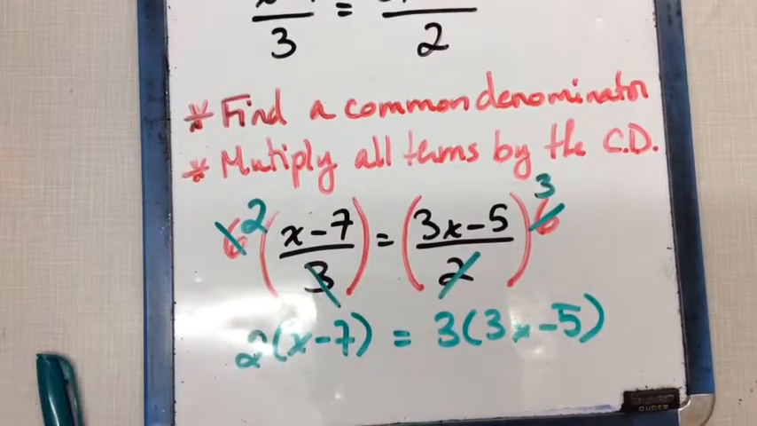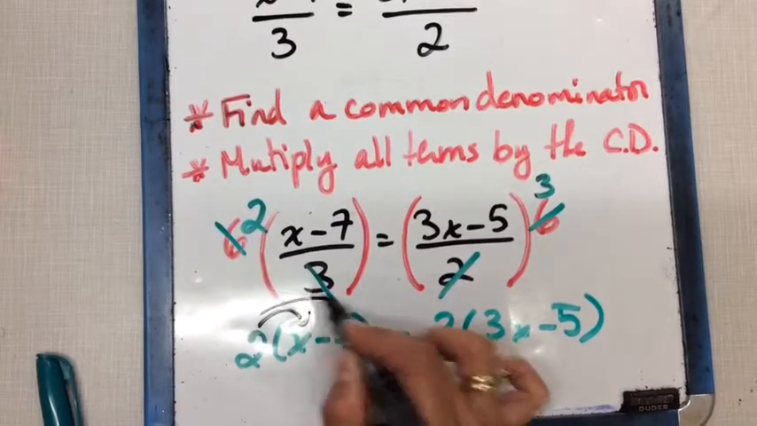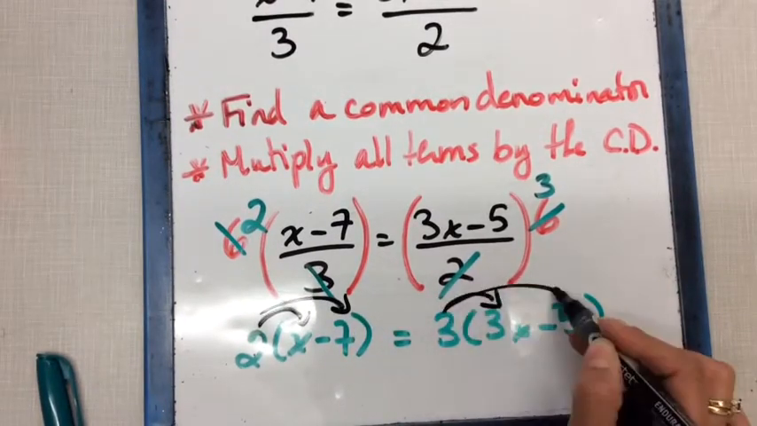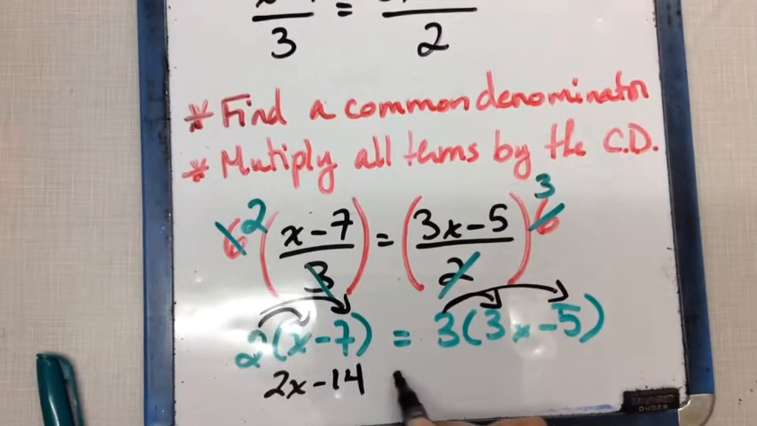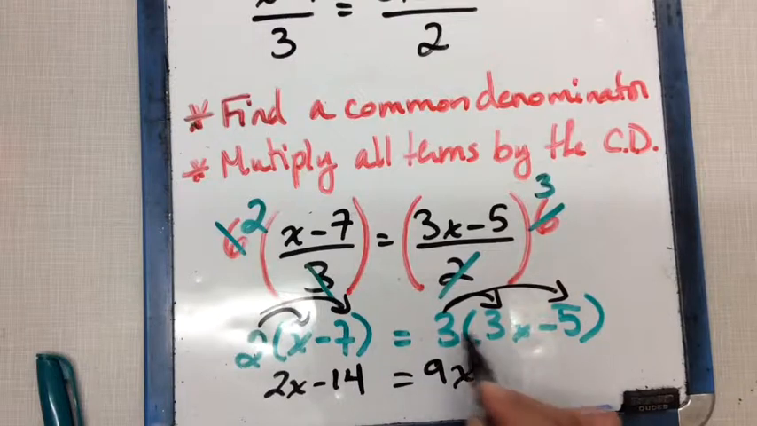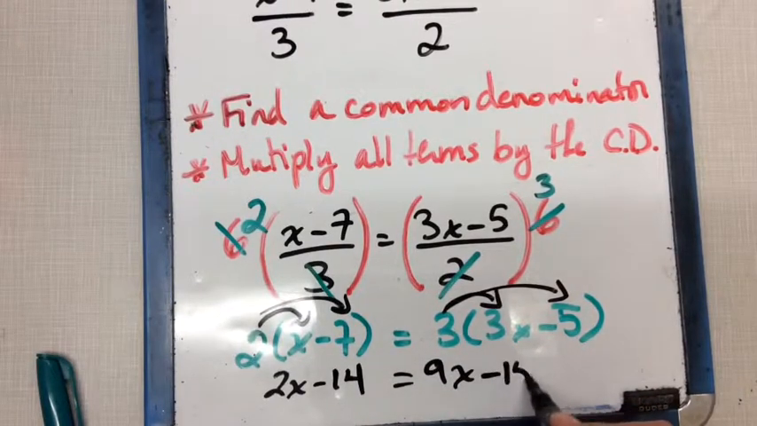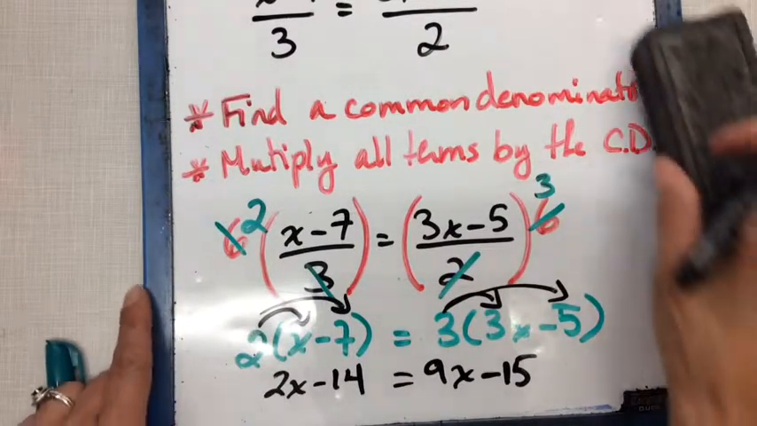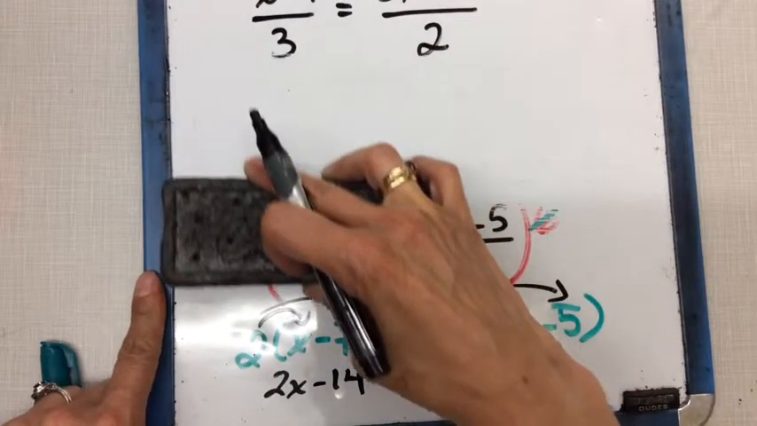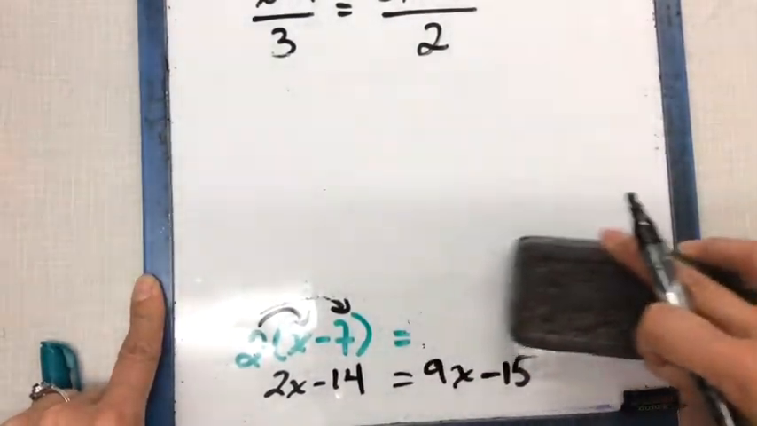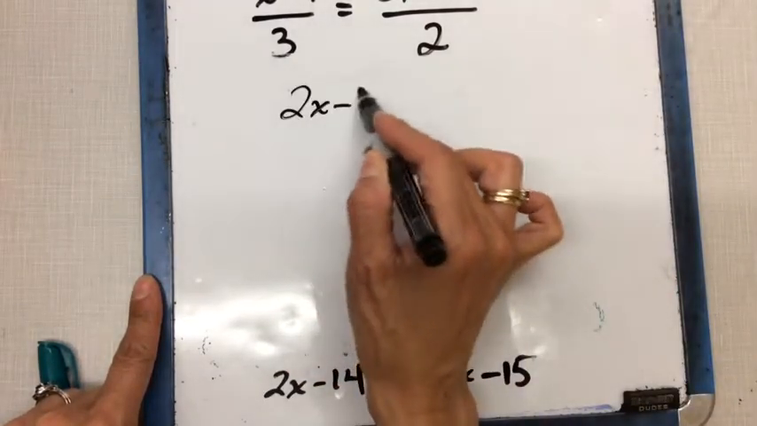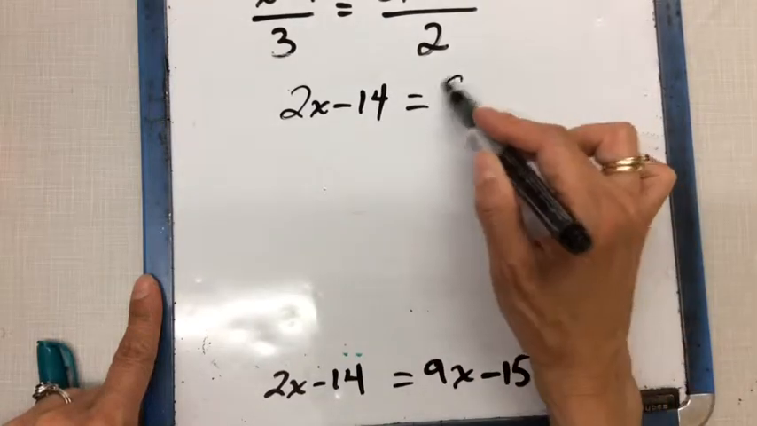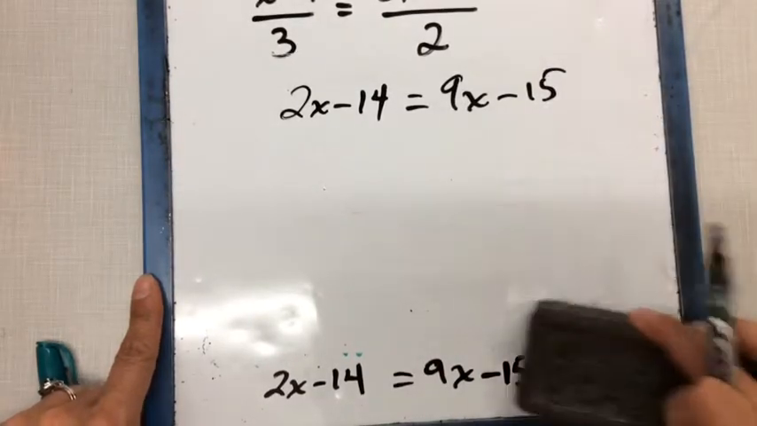And then I go on and do the distributive property like this. And I get 2x minus 14 equals 3 times 3x, 9x. 3 times negative 5 minus 15. Okay? Now what we're going to do is we're going to bring, I'm going to erase this so we can have some room here. We are going to bring the x's to one side, the like terms together really, and the numbers on the other side.